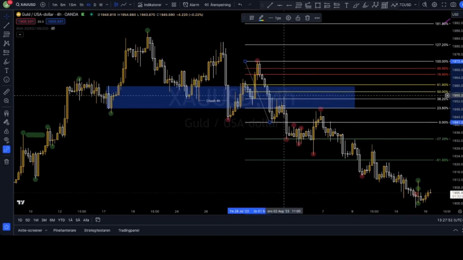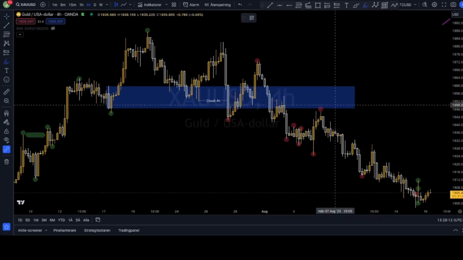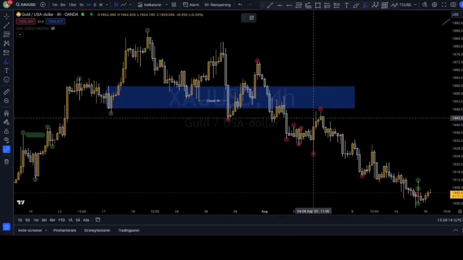So if you would have entered here for a sell and put your take profit on the 27.2, you would have made a nice trade and a nice profit. So let's look at another swing. Where do we have another swing? We have another swing.